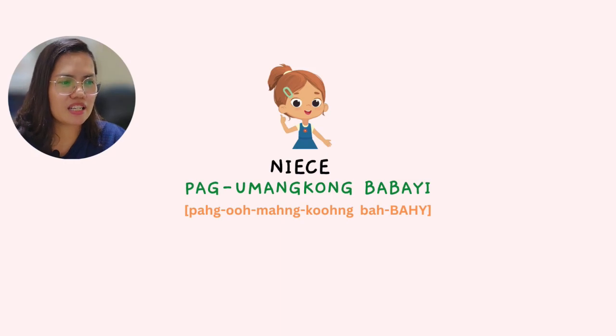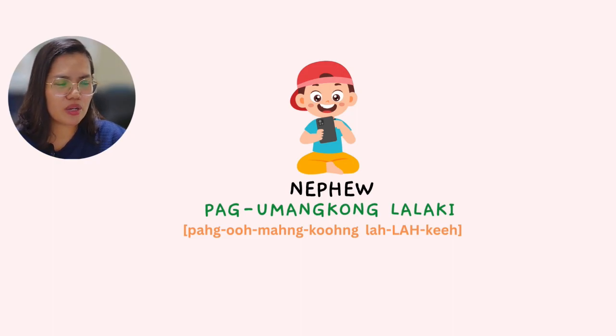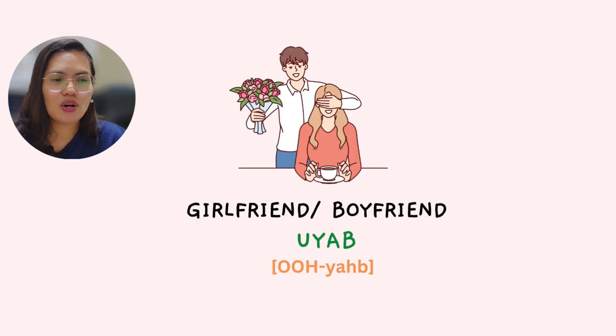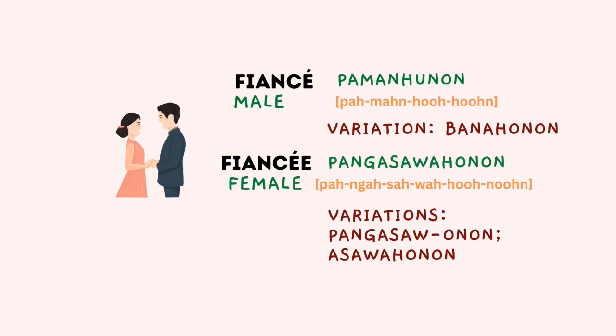Cousin, ig-agaw. Niece is pagumangkong babae. Next one, we have nephew. Nephew is pagumangkong lalaki. Next one, niece or nephew. Pagumangkon. Next word, girlfriend or boyfriend. We call it uyab. Fiancé, male, pamanhonon. Variation, banahonon. So bana, mga higala, is husband. So when you say banahonon, someone you are going to marry. So this is the male. The next one is fiancé, female.